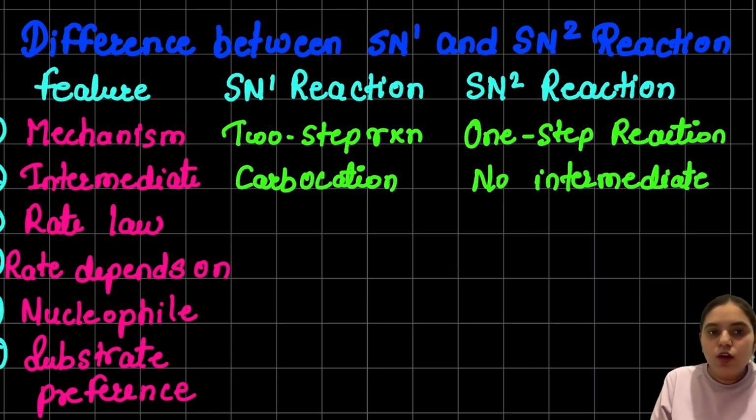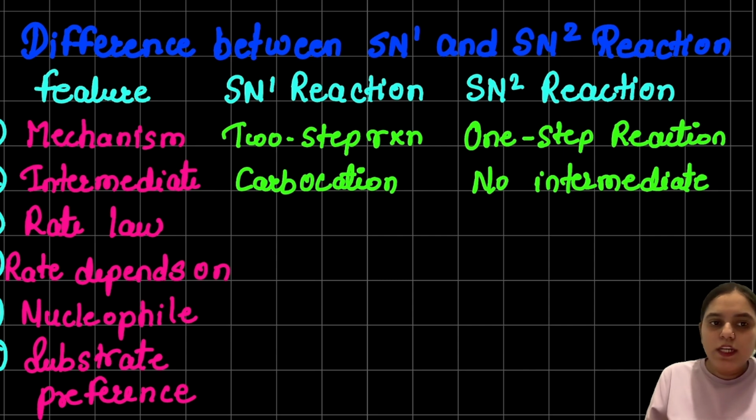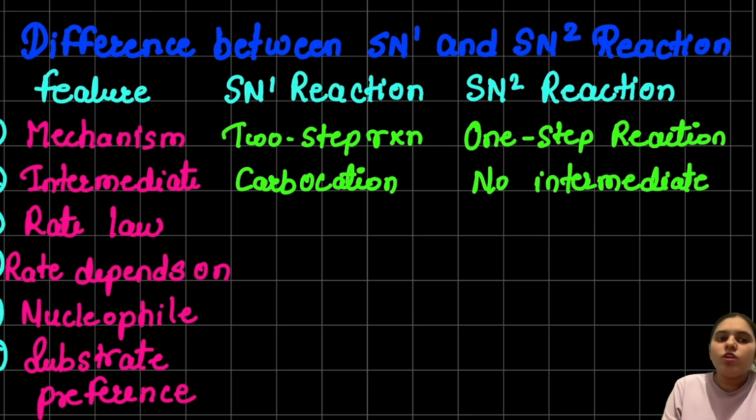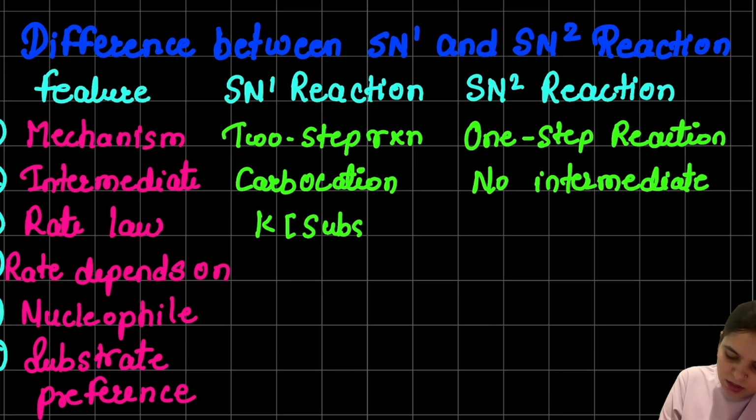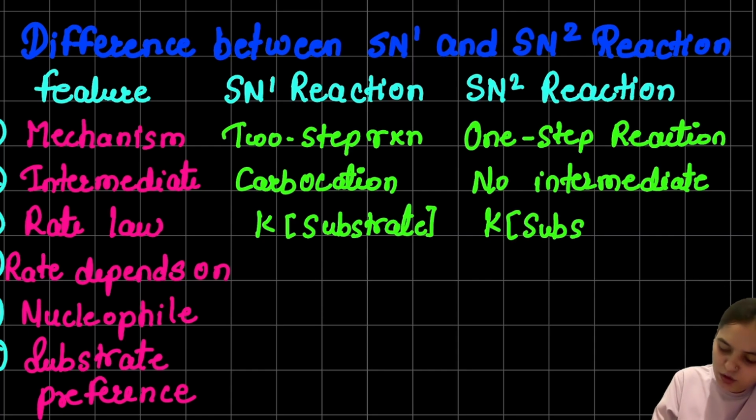What about the rate law? The third point is rate law. The rate depends on both the substrate and the nucleophile in the SN2 reaction, and in the SN1 reaction only on the substrate. So the rate law of the SN1 reaction is k times substrate, and in the SN2 reaction it depends on the substrate and nucleophile also.